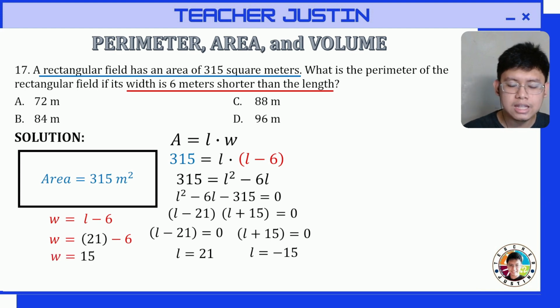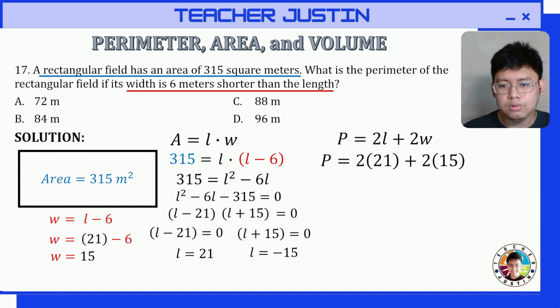So, nakuha na natin yung ating length and width. We can now solve for the perimeter, knowing that the formula for the perimeter is equal to twice the length plus twice the width. So, substitute natin. P is equal to 2 times 21 plus 2 times 15. Let's multiply. We will have 42 plus 30.